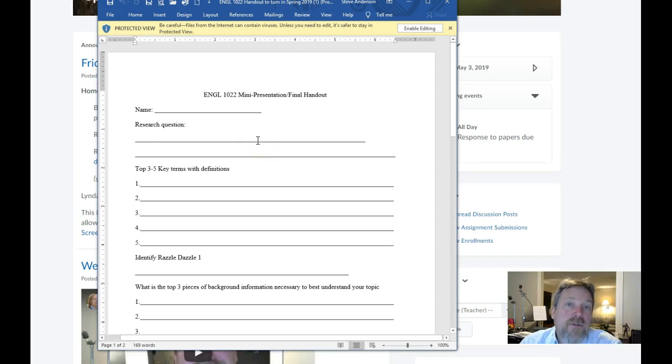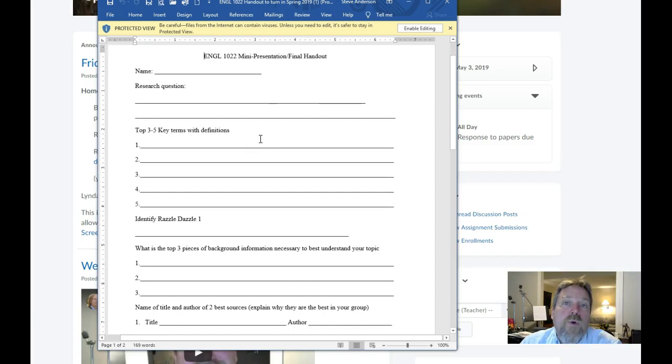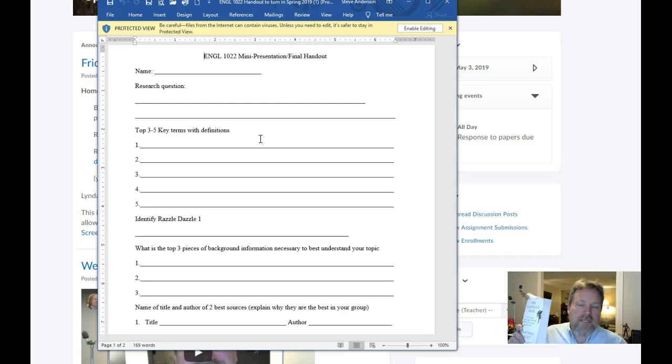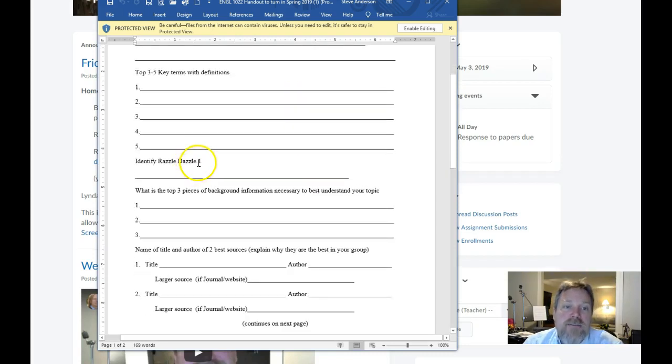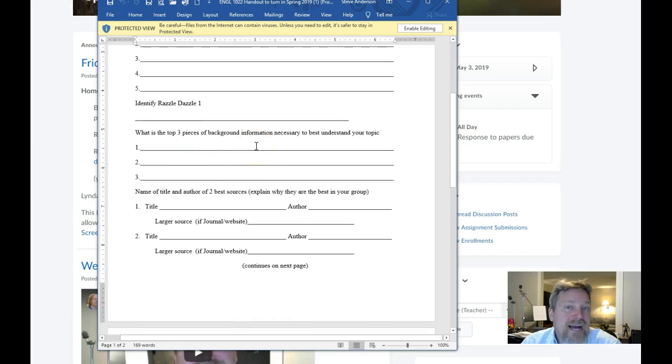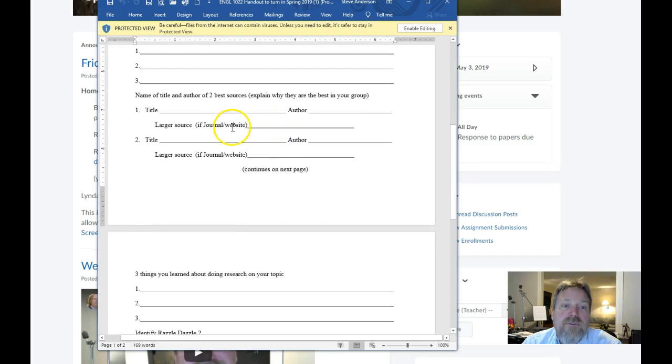So what is your current research question? What are the 3 to 5 terms that people really need to know in order to understand it? For example, in The Righteous Mind, moral psychology is something that he talks about a lot. And it's like, well, what exactly is that? So I want to know what you think the key terms are that we, the average person, would need to understand your topic. I'm going to come back to the razzle dazzle. What are the top 3 background pieces of information, right? And then I want you to, and you can use more space, right?